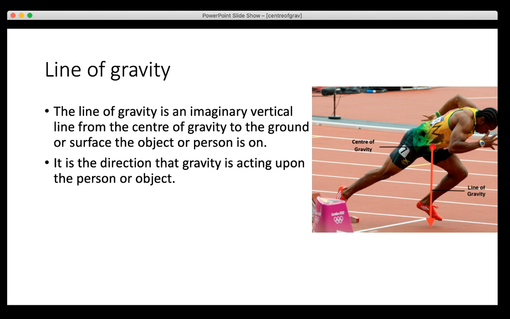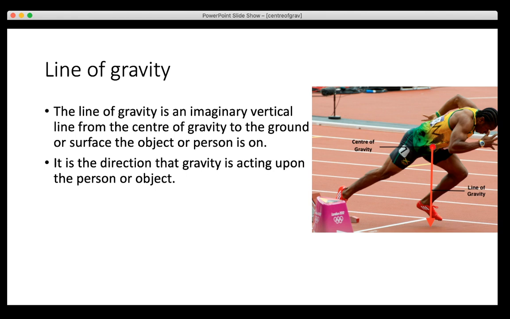Now in the next slide we'll talk about line of gravity. So what is line of gravity? Line of gravity is an imaginary vertical line from the center of gravity, meaning from that hypothetical CG point, to the ground or surface the object is on. Okay, it is in the direction that gravity is acting upon the person or object.